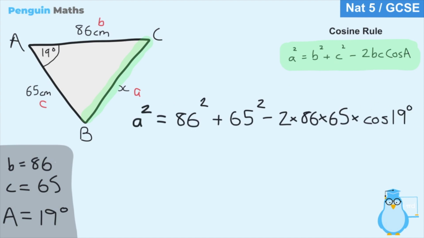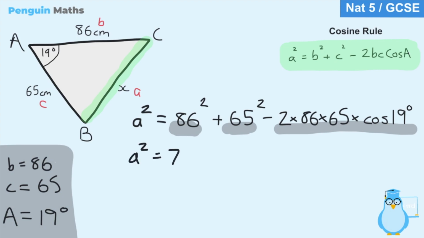Now what we have to do is solve the right hand side, and we have to do this using a calculator. Now what you can do is either put all this full expression into the calculator as it is, or you can do it bit by bit, which is what I'm going to do. So for example, I'm going to first calculate 86 squared, and then 65 squared, and then this term at the end. So 2 times 86 times 65 times the cos of 19 degrees.